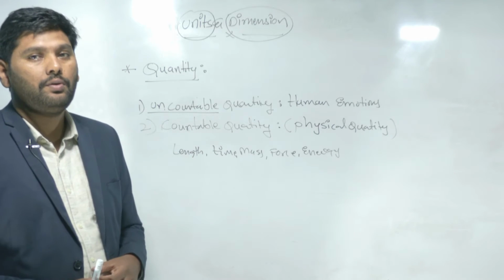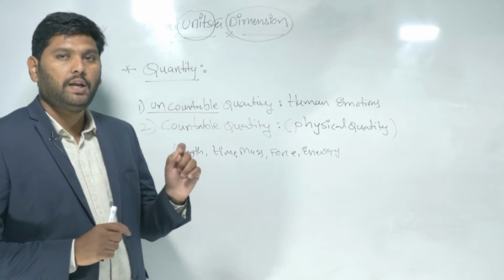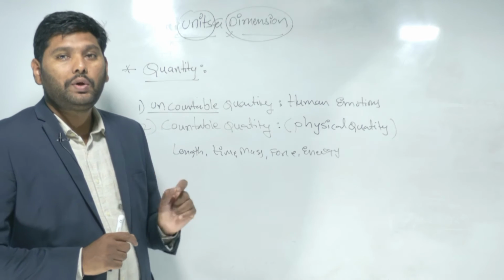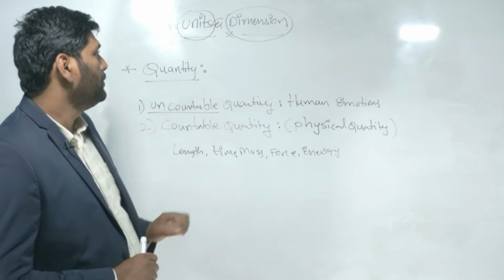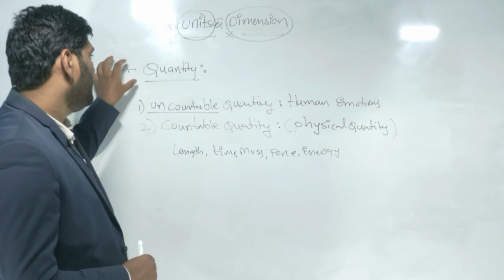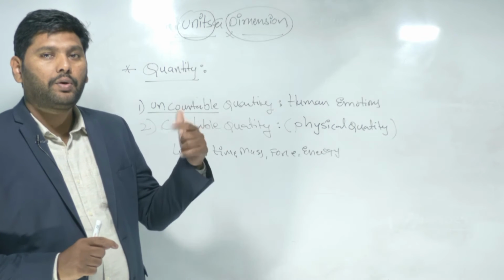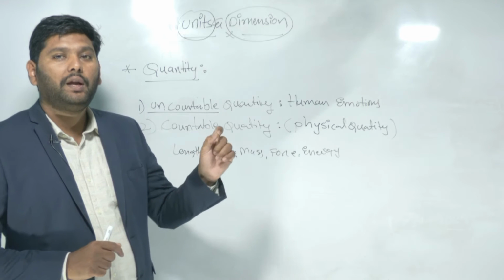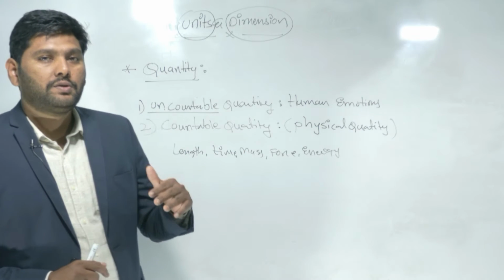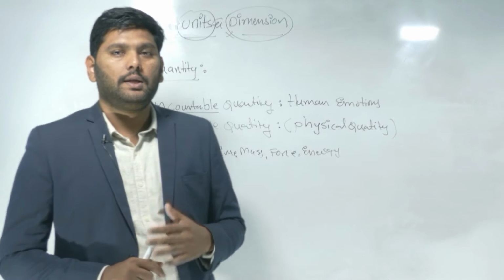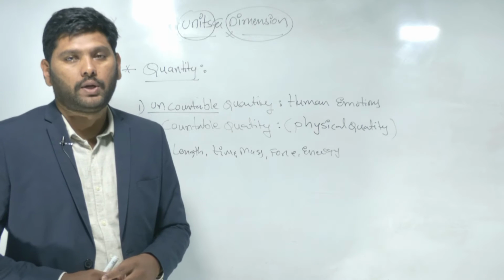So I hope you are writing these points I am explaining. I am telling very slowly. Please note it down in your book clearly. Our chapter name is units and dimensions. In that I discussed quantity. What is meant by quantity? You can define the quantity as how much amount, how much value, how much it is. But this quantity has two types. What are they?